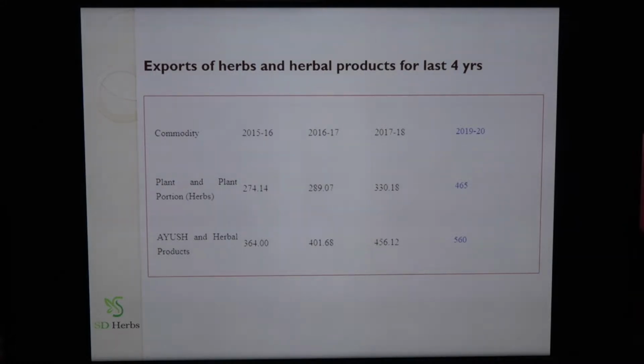and all these classic words are getting introduced and nurtured by the Indian system of medicine. This is our Ayurvedic system, this is our herbal extracts, this is our pharmacognosy department. So in many ways, we all are very much attached to the domain. The figures from 2015-16 to 2019-20 are gradually increasing from 274 to $465 million, and specifically Ayush related products from 364 to 560.